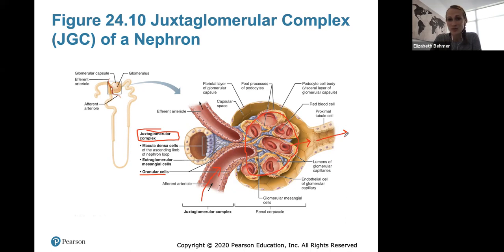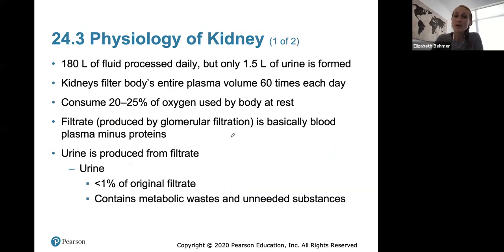From here, it goes through the tubule system, from the proximal convoluted tubule, the loop of Henle, and the distal convoluted tubule, and in the filtrate, different substances will be absorbed back into the blood or secreted into the filtrate to create the concentrated urine. So about 180 liters of fluid is processed daily in the kidney, but only about 1.5 liters a day of urine is formed. The kidneys filter your body's entire plasma about 60 times a day, and they consume about 20% of your oxygen at rest.